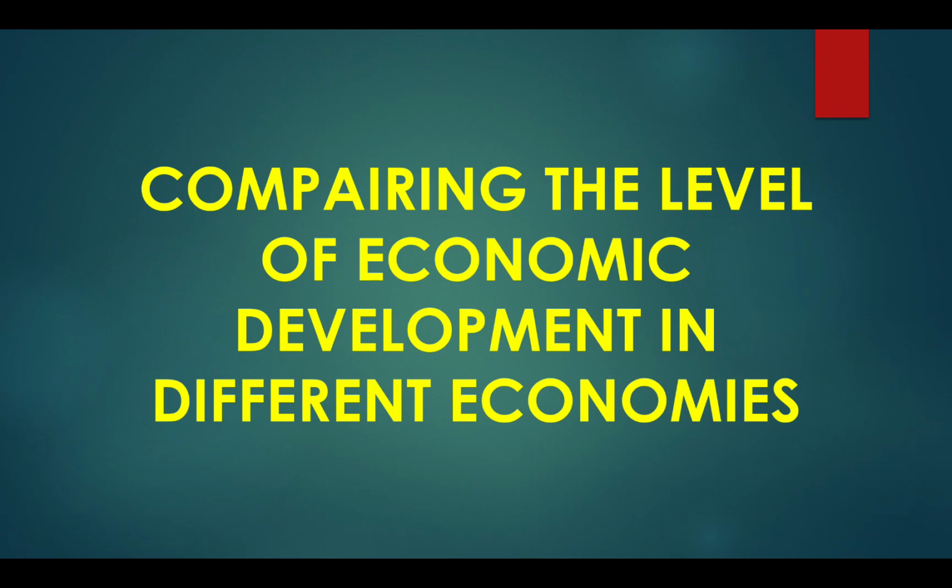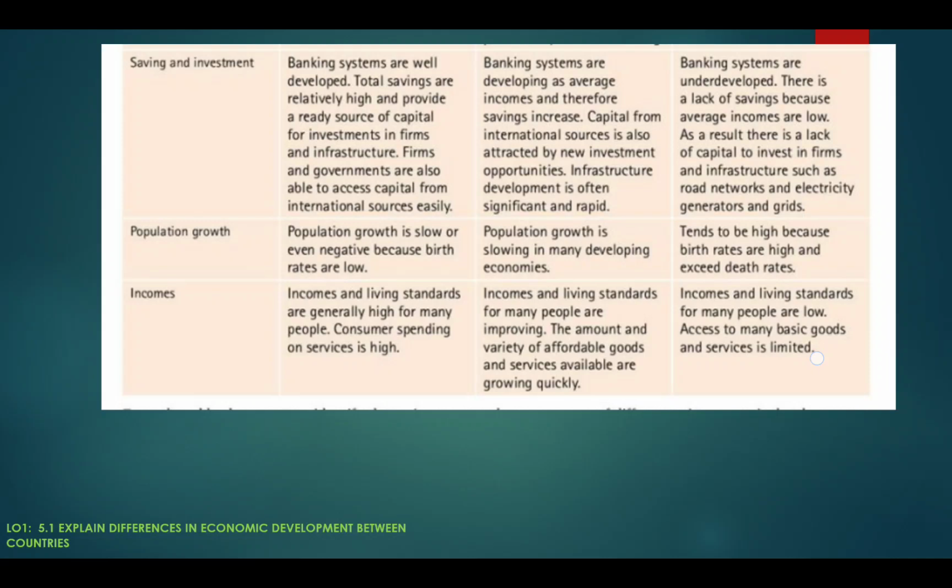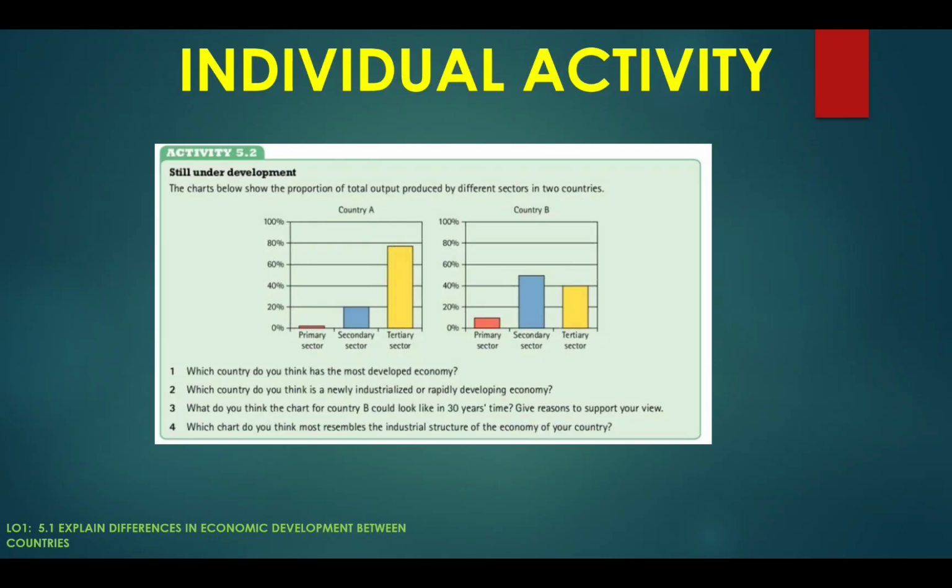Comparing the level of economic development in different economies. This is one individual activity you should do at home. You should see which country you think has the most developed economy. So how will we notice? Here we have country A and country B. A country whose GDP depends more on the tertiary sector is a developed economy.